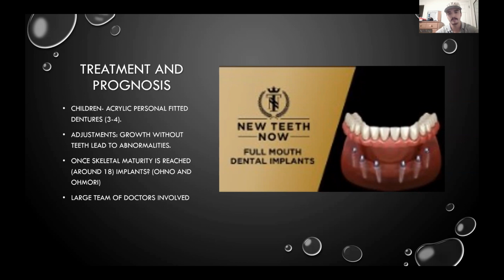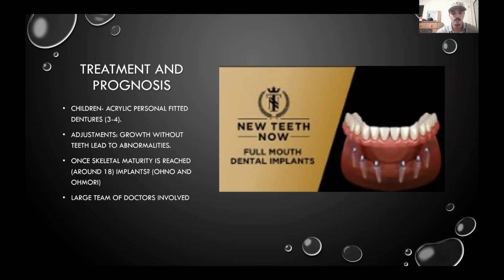For the kids, getting the dentures measured and set up at a young age is important before they go to school, so the kids don't get discriminated. So that's the first step for the kids as they grow. And as they keep growing, new dentures are needed.